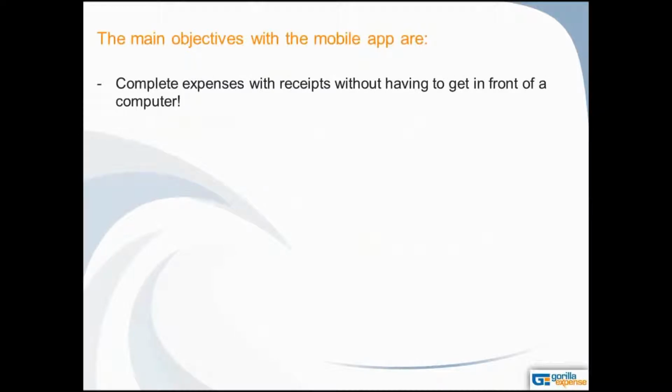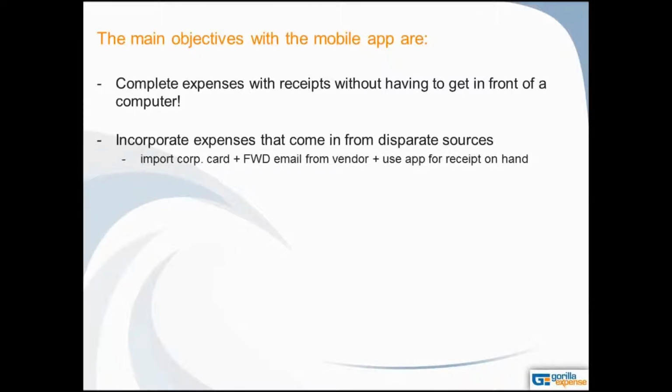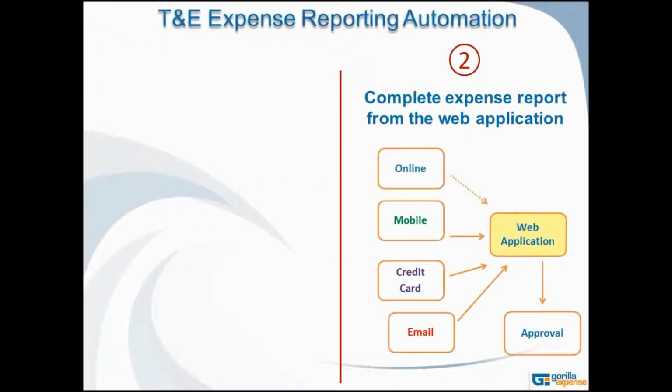So the main objectives with the mobile app are to complete expenses along with receipts without having to get in front of a computer, right? And this includes a complete expense report as well. We make different expenses from different sources come together on one platform. So your corporate card, or if you have an email in your inbox, or if the receipt's in front of you, you can complete all those expenses with a few clicks.